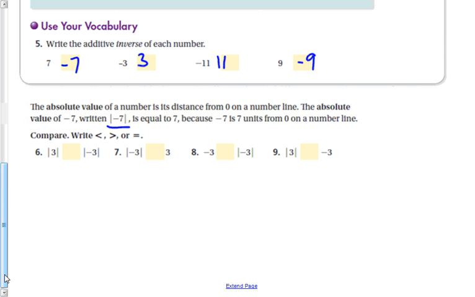Go ahead and try these. See if you understand that definition. You can check back.